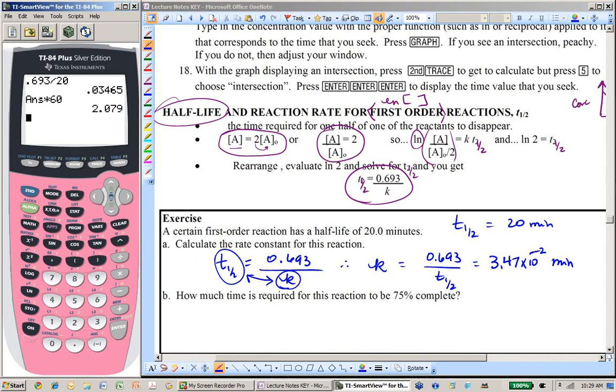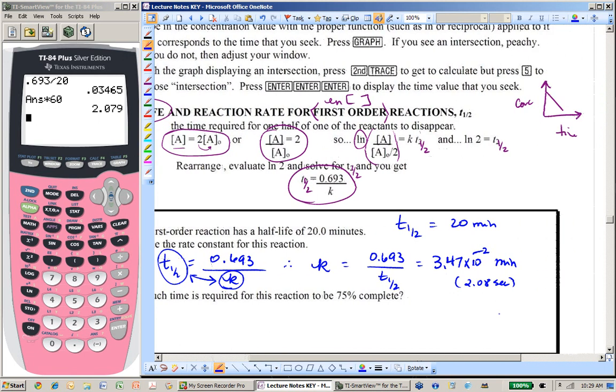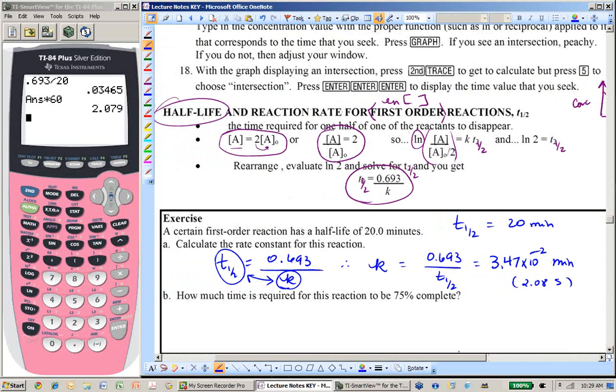And 2.08 seconds is probably more logical to report as an answer. Either way you do it, it's fine. And that doesn't need to be SEC, that just needs to be S. All right, so what am I solving for now? Time. How much time is required for this reaction to be 75% complete?